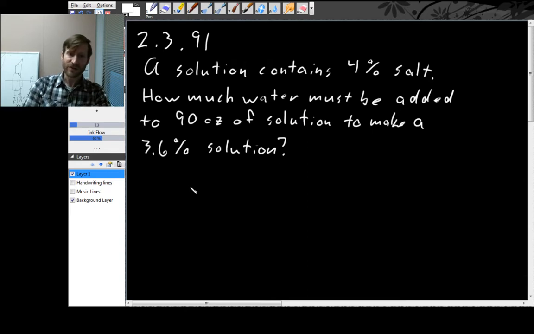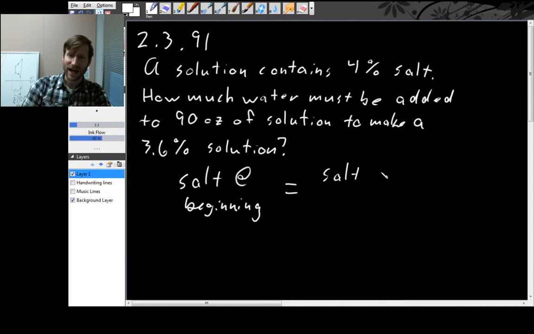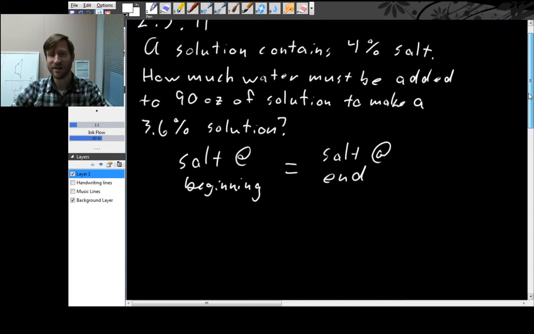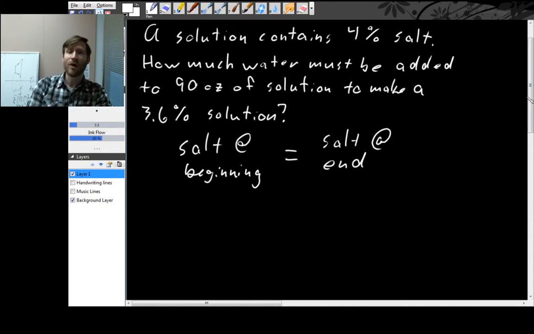salt. So the salt at the beginning of this whole situation is going to be equal to the amount of salt at the end, since we aren't adding any salt. The salt we end up with at the end is the same as what we started with. So all we have to do is, on the left side of this equation, write down how much salt we have at the beginning, and on the right-hand side, write down how much salt we have at the end. And then see what that tells us about the quantities involved.